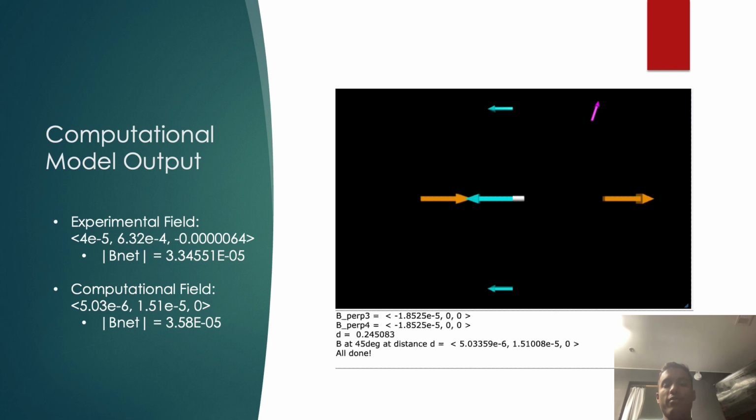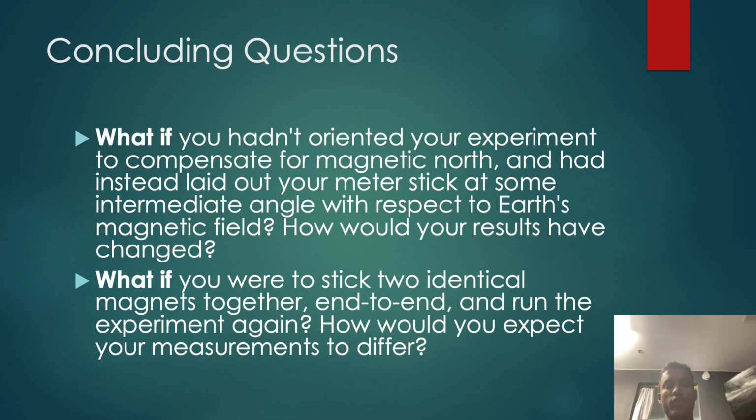In this model, we found B net to be 3.34551 times 10 to the negative 5 for our experimental field, while the computational model found it to be 3.58 times 10 to the negative 5. Lastly, we will answer some concluding questions.